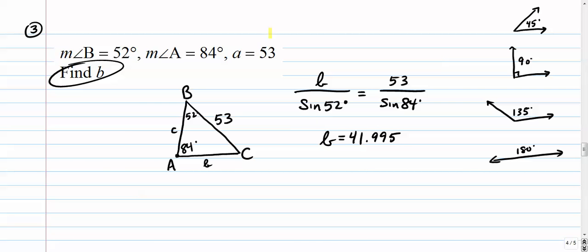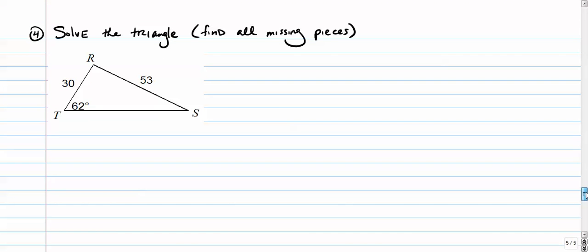And that's it. All right, that makes sense, right? Because 84 degrees is bigger, much bigger than 52. So that means that the side that corresponds with A should be much bigger than the side that corresponds with B. That makes sense. Last one here.